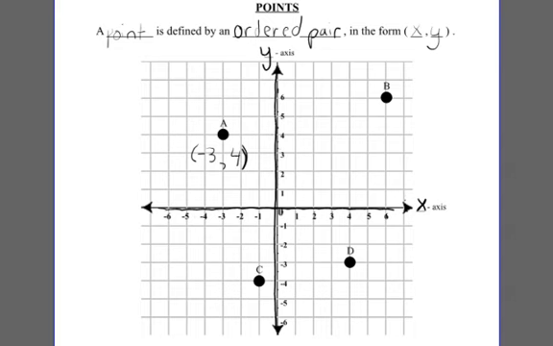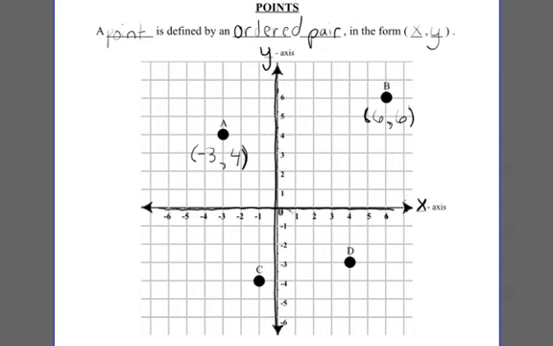Now let's try B. So again, x-axis, go over to 6, and we go up. Where is that on our y-axis? That is at 6. So B is 6, 6. Remember, x first, then y.